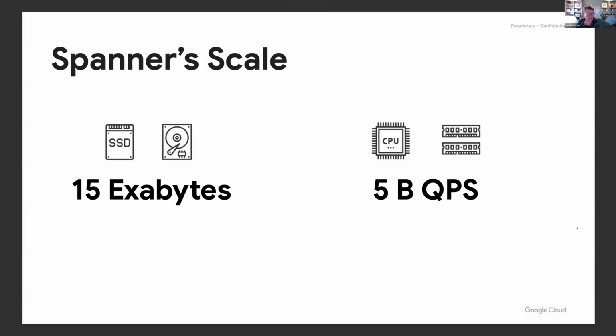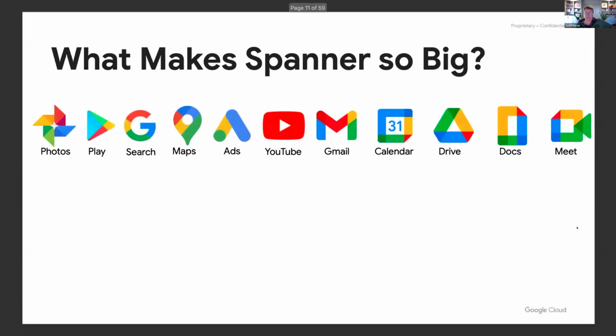So at this point, Spanner stores about 15 exabytes of serving data. An exabyte is, what is it, 1,000,000 terabytes. And we're running about 5 billion queries per second. Next slide. So what makes Spanner so big?